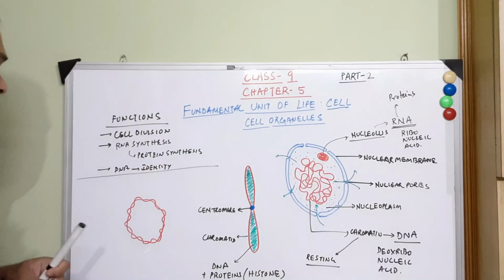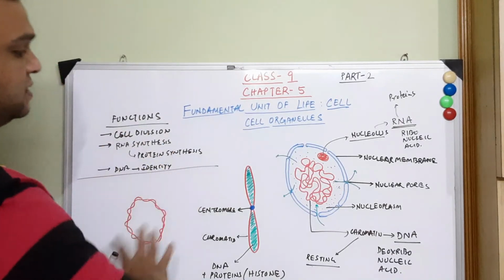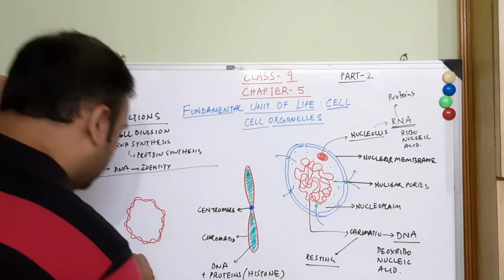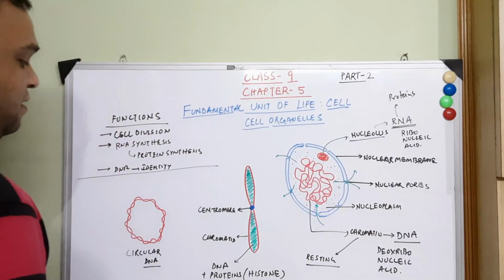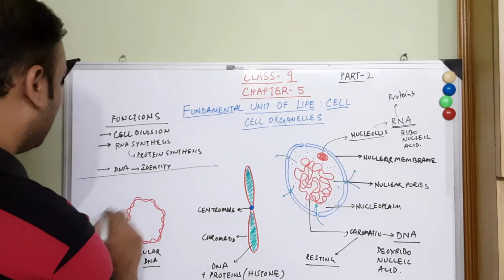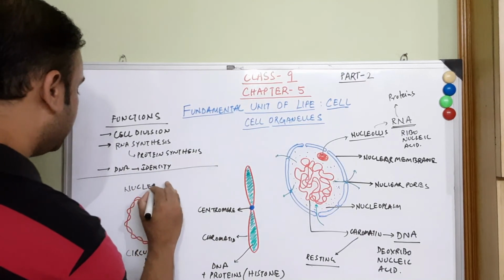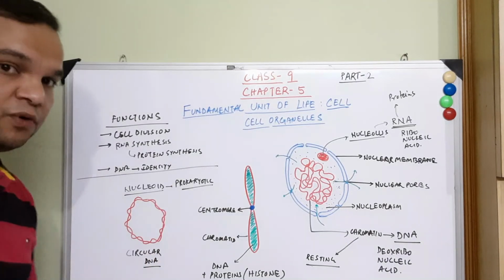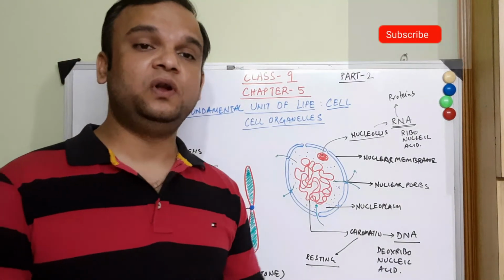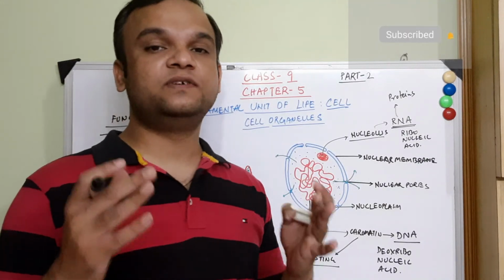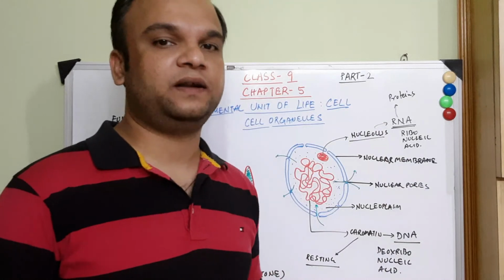So DNA may be circular DNA in the prokaryotic cell, and because of the absence of the nucleus, this circular DNA along with the other components is called the nucleoid. And for the prokaryotic cells also, the nucleoid is very important because the nucleoid helps those cells in division, and it provides a unique identity to the prokaryotic cells.